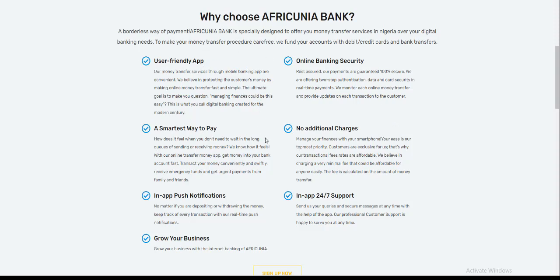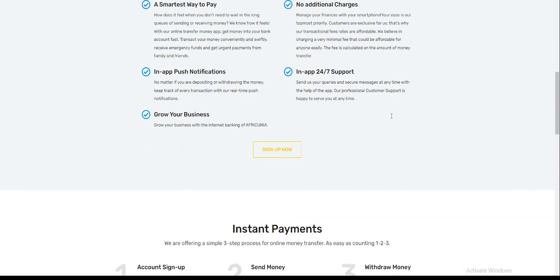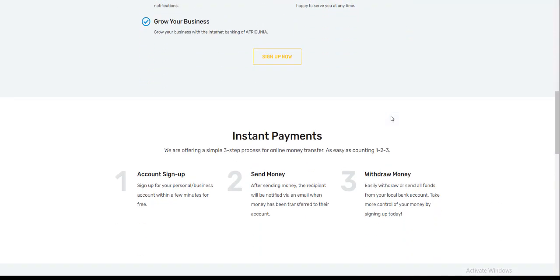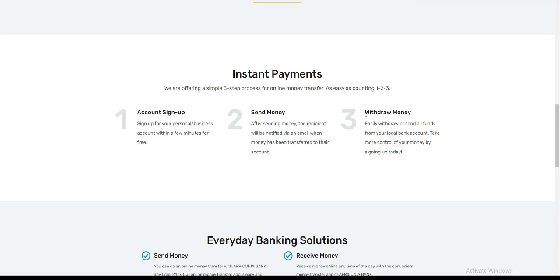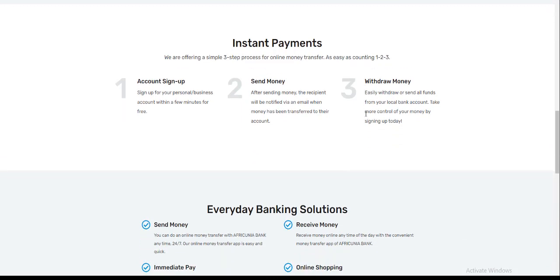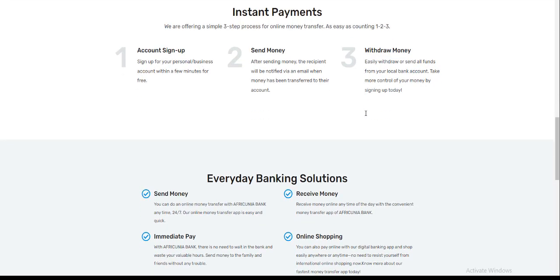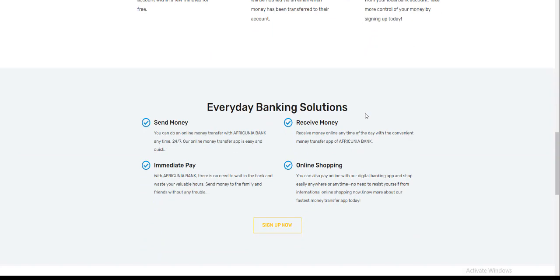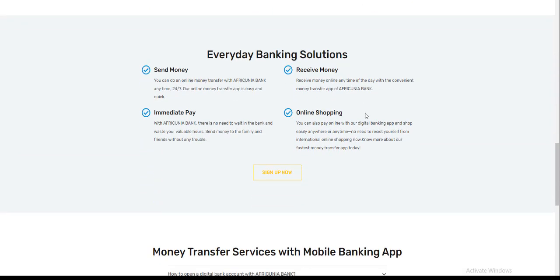Daily banking solution. Send money. You can make a money transfer online with Africunia Bank anytime, 24/7. Our online money transfer app is easy and fast. Receive money online at any time of the day with Africunia Bank's convenient money transfer app. Instant payment. With Africunia Bank, you don't have to wait in the bank and waste your precious hours. Send money to family and friends without any hassle.